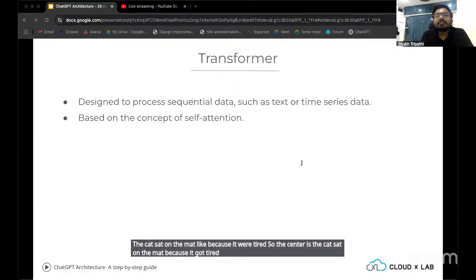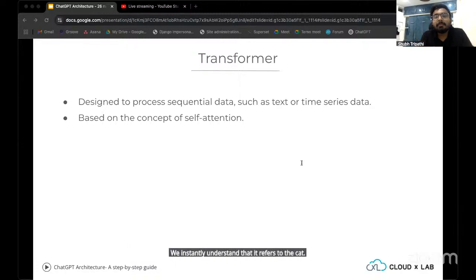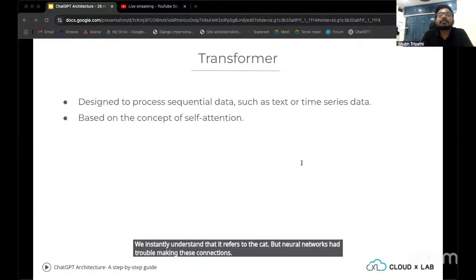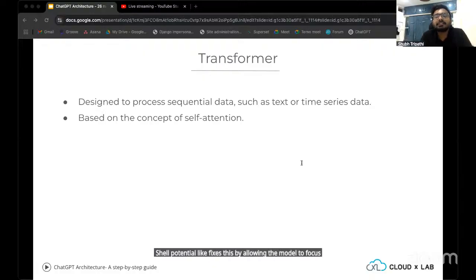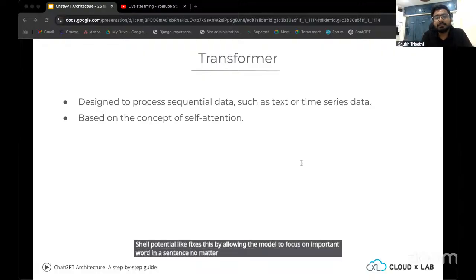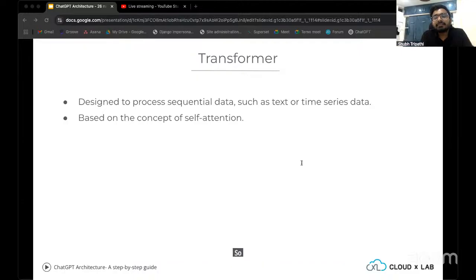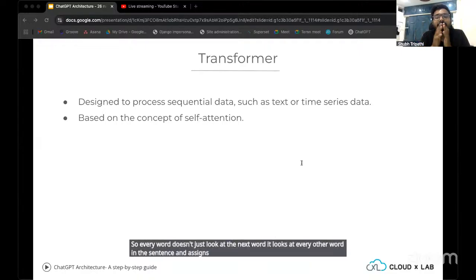As humans, when we see the word "it," we instantly understand that it refers to the cat. But neural networks had trouble making these connections. Self-attention fixes this by allowing the model to focus on important words in a sentence, wherever they appear. Every word doesn't just look at the next word, it looks at every other word in the sentence and assigns importance scores to determine which words matter the most. It may seem a little confusing again, so we'll use the way of maths to understand these concepts.